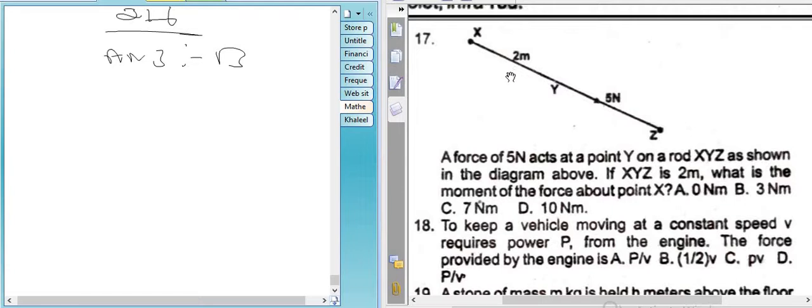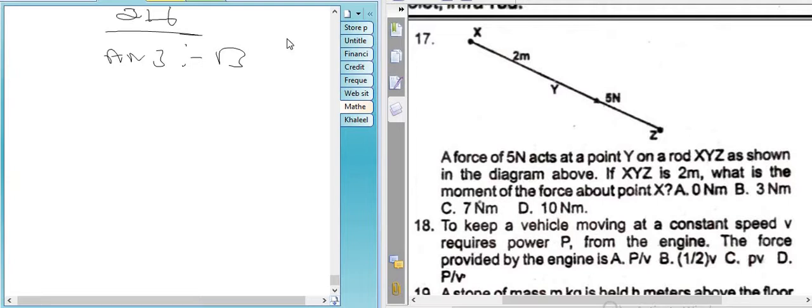So recall that moment is always equal to the force times the perpendicular distance. In this case, this force is parallel, it passes through point X. Therefore, this distance will not be considered because it's a parallel distance, it's not perpendicular. Therefore, the perpendicular distance is 0 here because the force passes through X, as we can see. I'm showing it. Therefore, the perpendicular distance is 0.